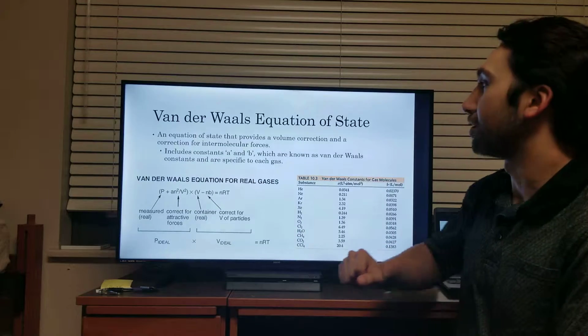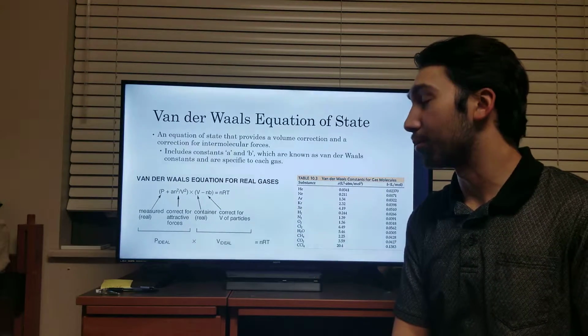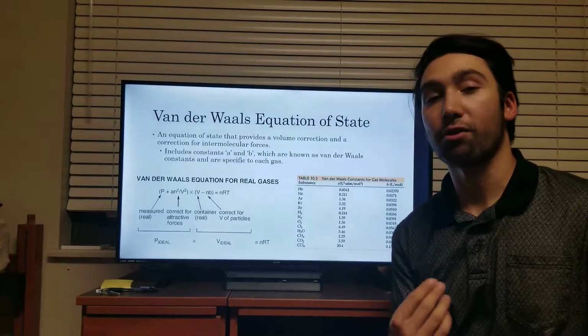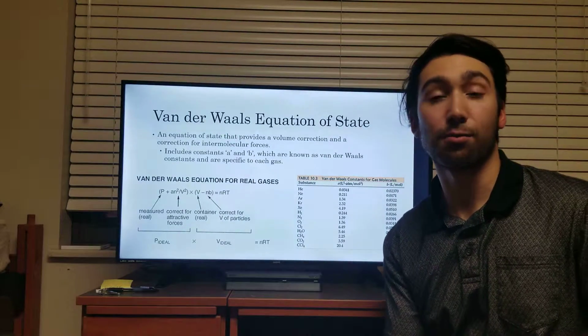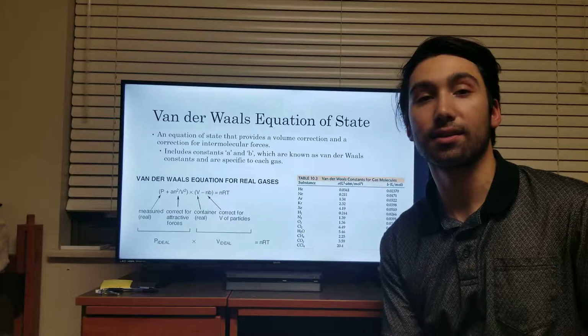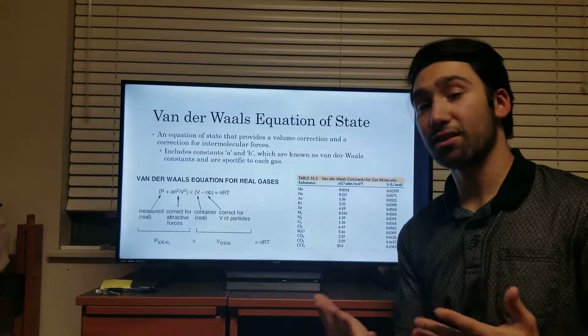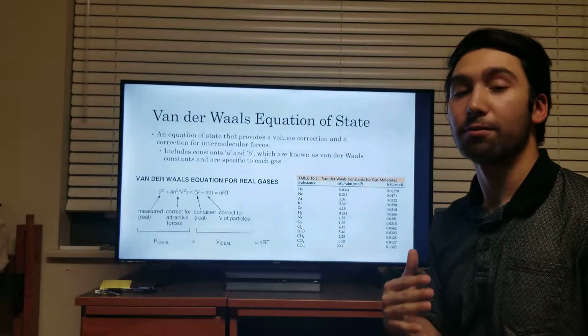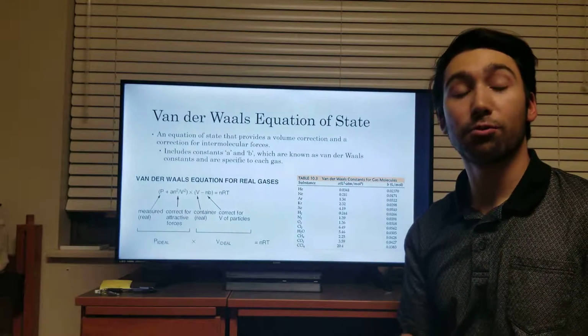Van der Waals' equation of state. In his equation, he provided a correction for the volume and a correction for attractive forces using constants that we now know as van der Waals constants. And if you were to open any Gen Chem textbook, you would find a list of values for these constants for specific gases, which we still use today.